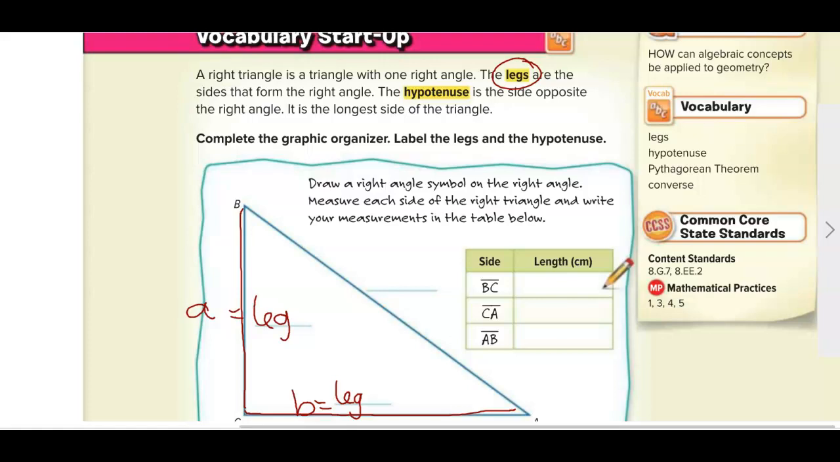Okay, but then we also had something that did matter. What was that? The hypotenuse. The hypotenuse, which was the side opposite of the right angle. So where's my right angle at? Right there in the corner. It's down here in the corner, so let's draw that in. And then the side opposite, so if I look opposite of it, that is my hypotenuse, so let's label this hypotenuse.